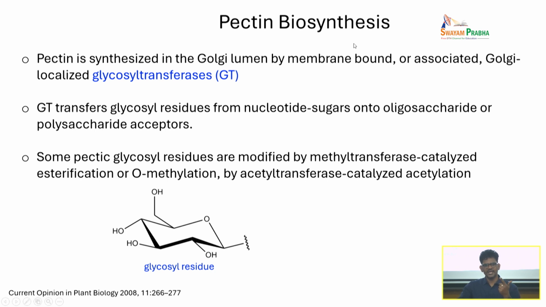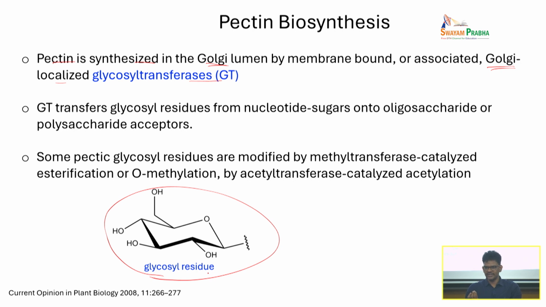Another possibility is to recreate how cells or biological systems produce pectin, and a lot of work has been done in identifying the right enzymes that are instrumental in converting sugar into a polymer, sugar into pectin. It is said that pectin is actually synthesized in the Golgi apparatus by an enzyme called Golgi-localized glycosyl transferases.